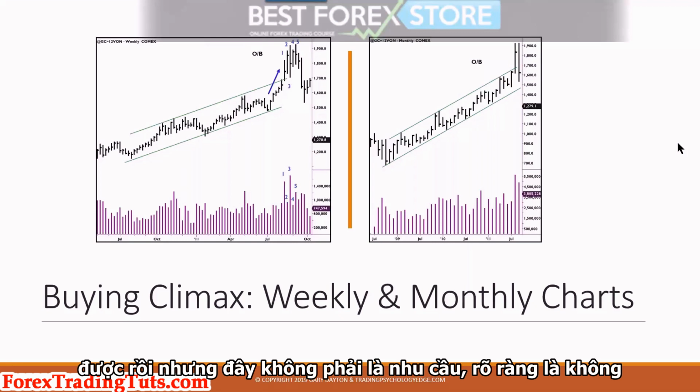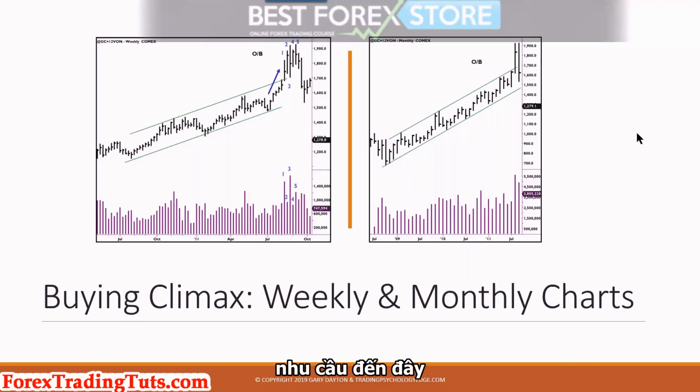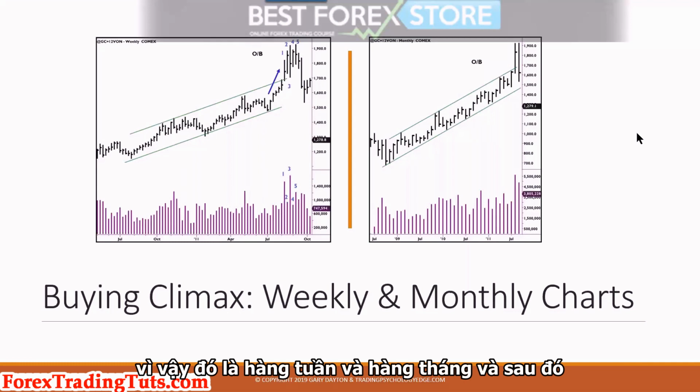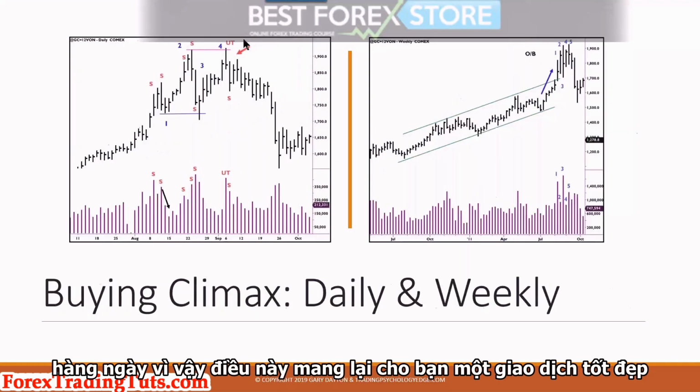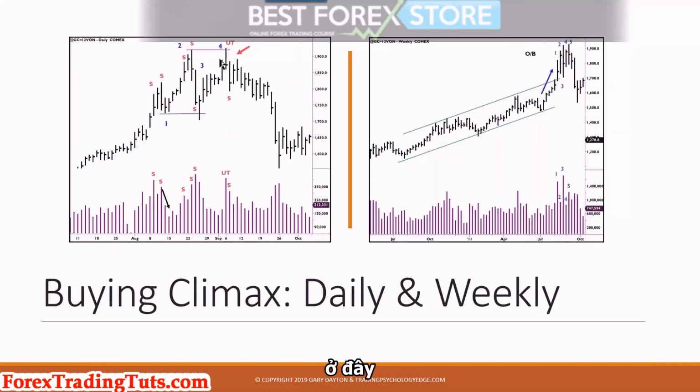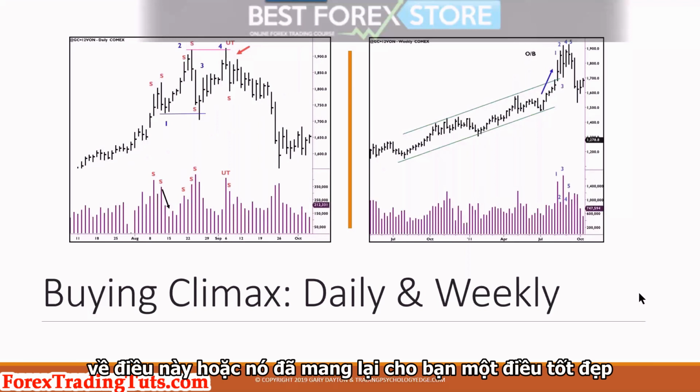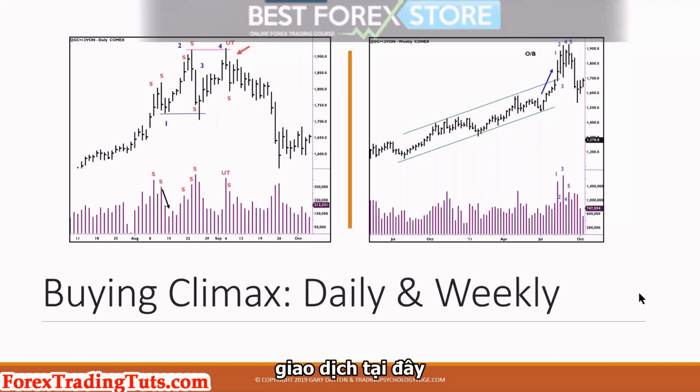But this is no demand. It's clear no demand coming in here. All right. So that's weekly and monthly, and then the daily. So this gives you a nice trade in here, or it did give you a nice trade in here.